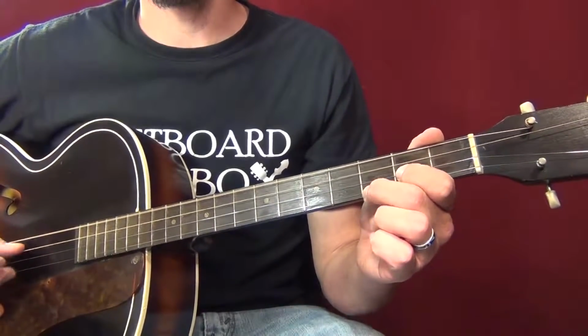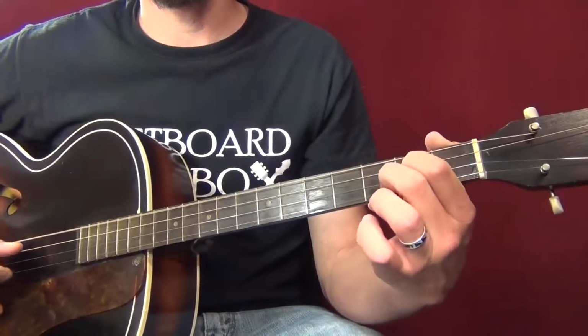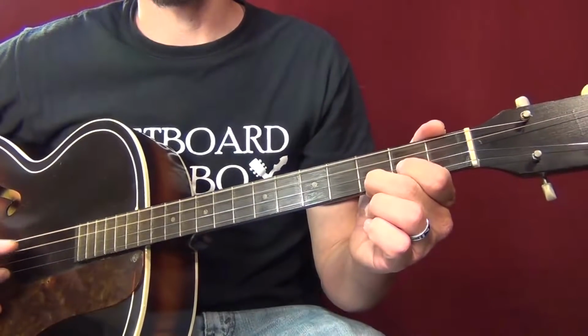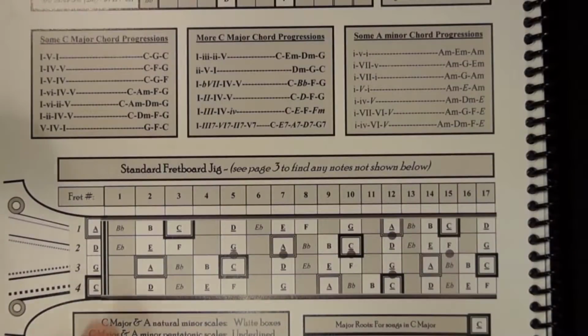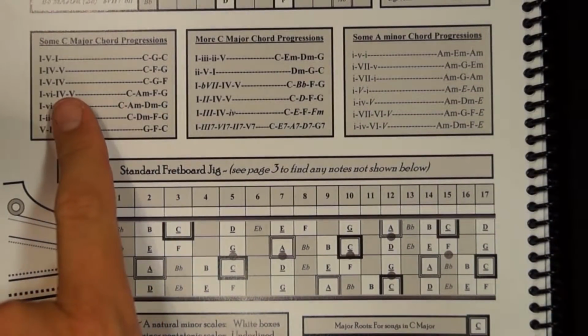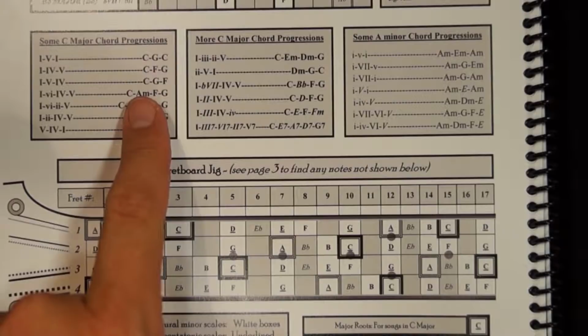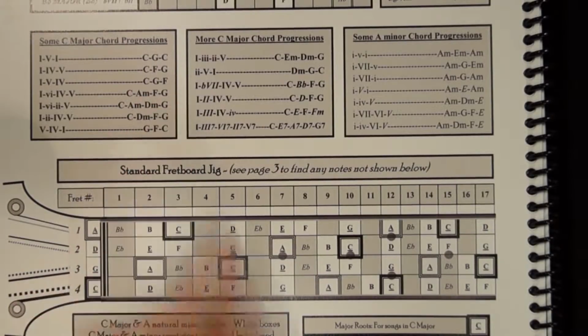So that's C major is 1, G major is 5, F major is 4, back to 1. So that's a 1-5-4 progression. A 1-6-4-5 progression: C, A minor, F major, G major.